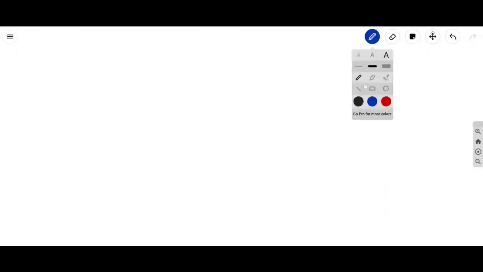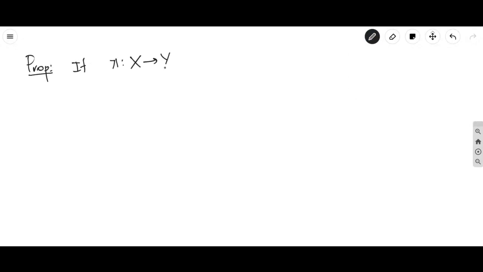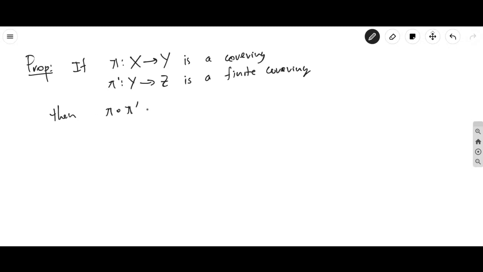So let's write this as a proposition. Proposition. If pi from X to Y is a covering, and pi prime from Y to Z is a finite covering, then the composition, from X to Z, is a covering. So that's what we just proved.